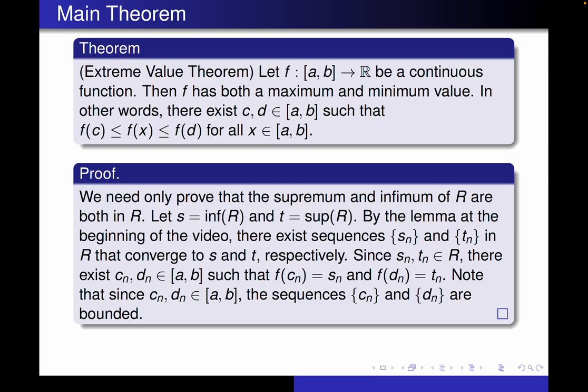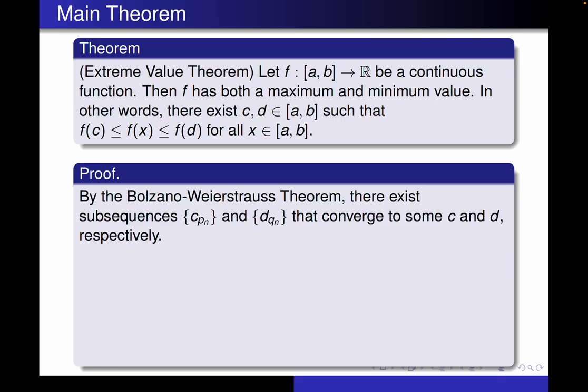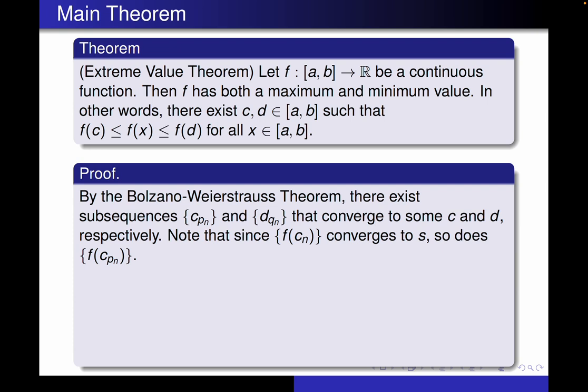Now we know that Cn and Dn are in [a, b]. That means the sequences Cn and Dn are bounded. So now we can apply Bolzano-Weierstrass again. Since they're bounded, they have convergent subsequences, right? So C_pn converges to some number C, and D_qn converges to some number D. Note that since f of Cn converges to S, all of its subsequences also converge to the same number S. That means f of C_pn converges to S, and f of D_qn converges to T.